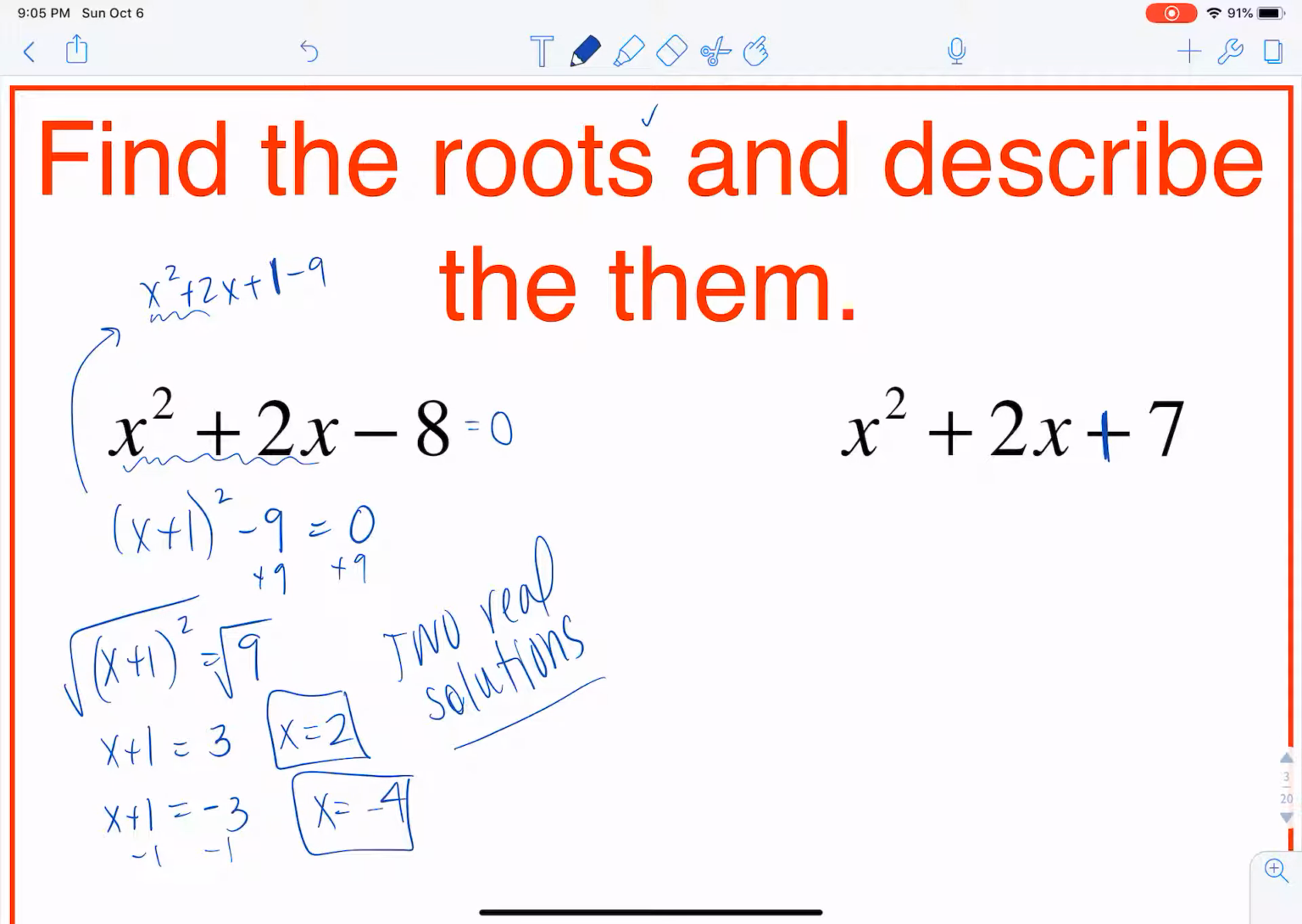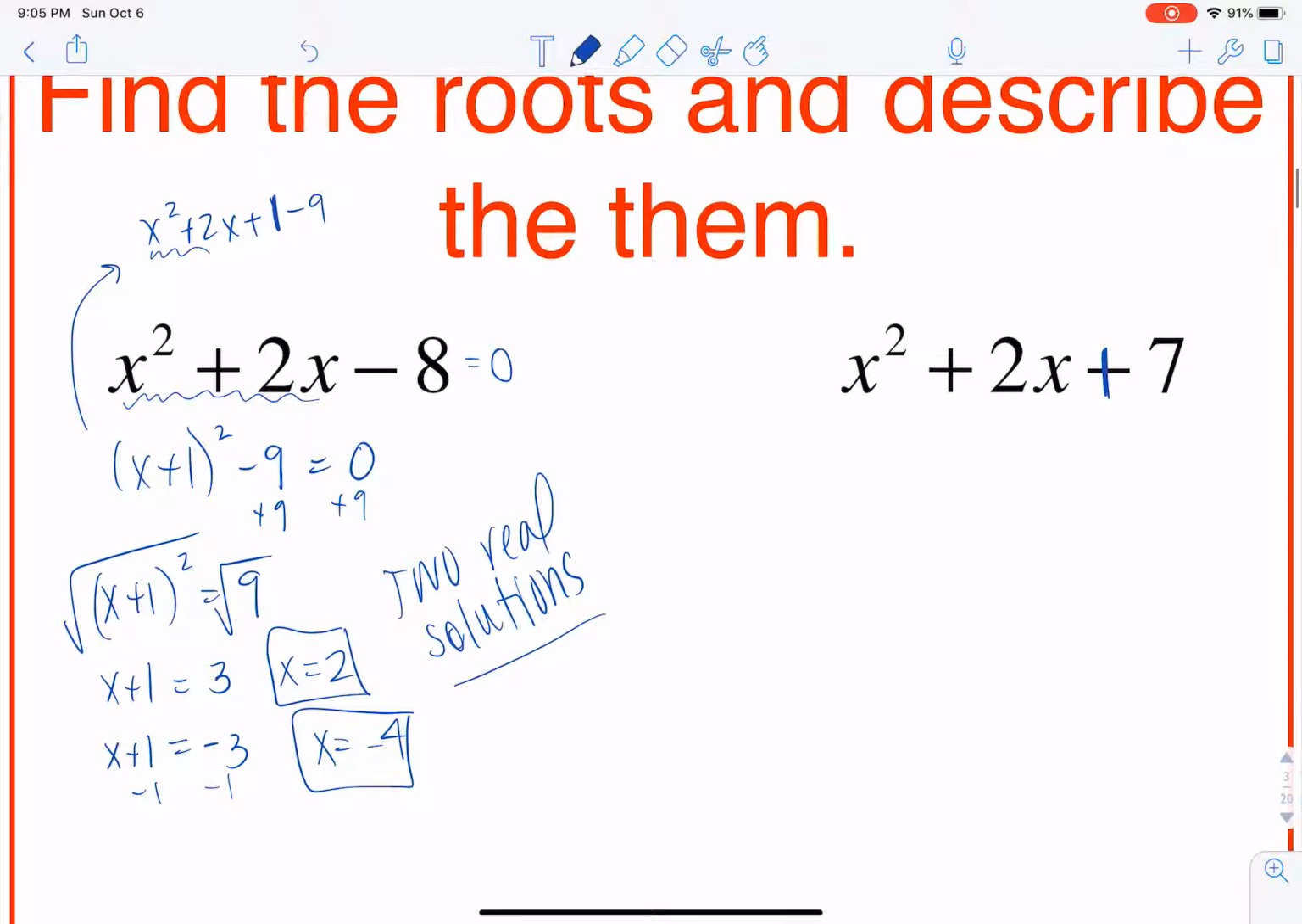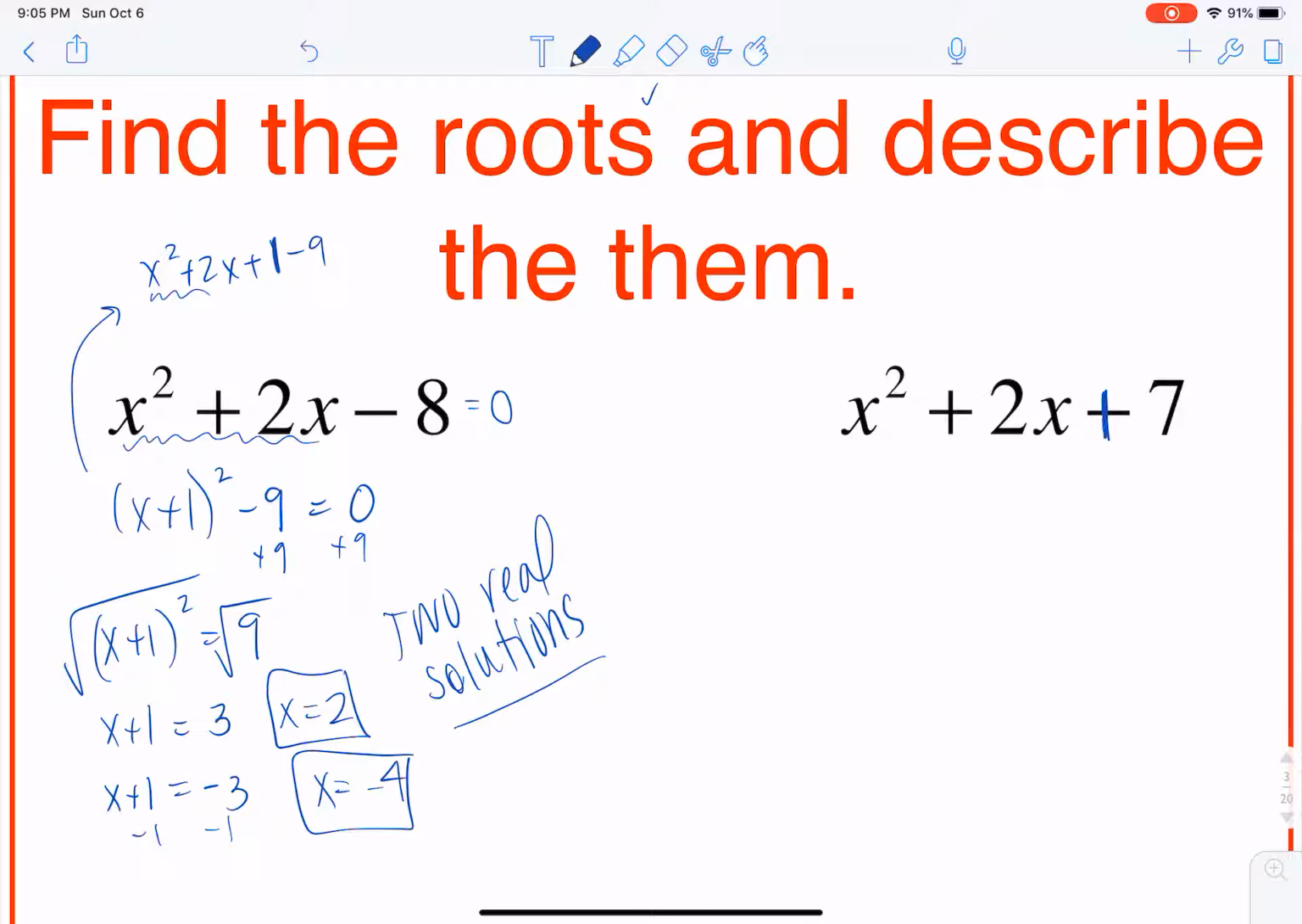Awesome. Let's move on to this one. If you have decided to print out these slides, I just ask that you change this to a positive 7 for purposes of moving forward with this lesson. That's a little typo on my part. So find the roots and describe them. Again, I'm going to set this equal to 0 because I'm trying to find the roots, or the x-intercepts, or the zeros. And I'll complete the square again.